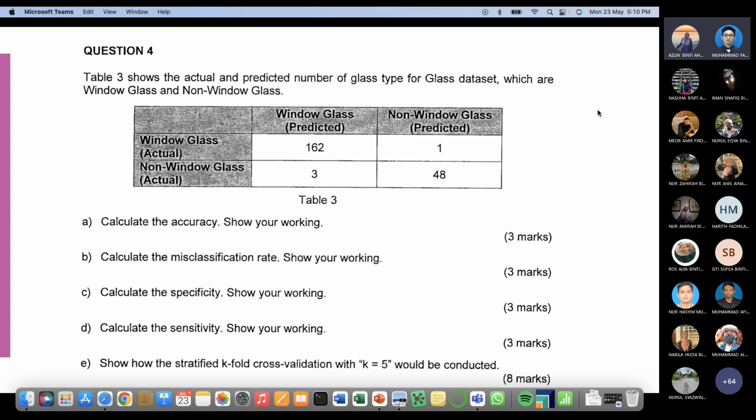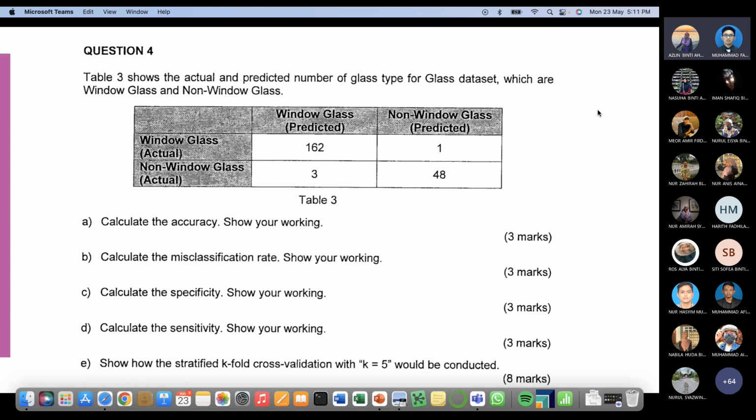Okay, no window and window glass. So for window glass, we predict yes. For actual yes is 162 and predict no for window glass is 1. So based on this one, you need to calculate accuracy, misclassification rate. You need to also calculate the specificity and sensitivity. And last one, you need to elaborate.